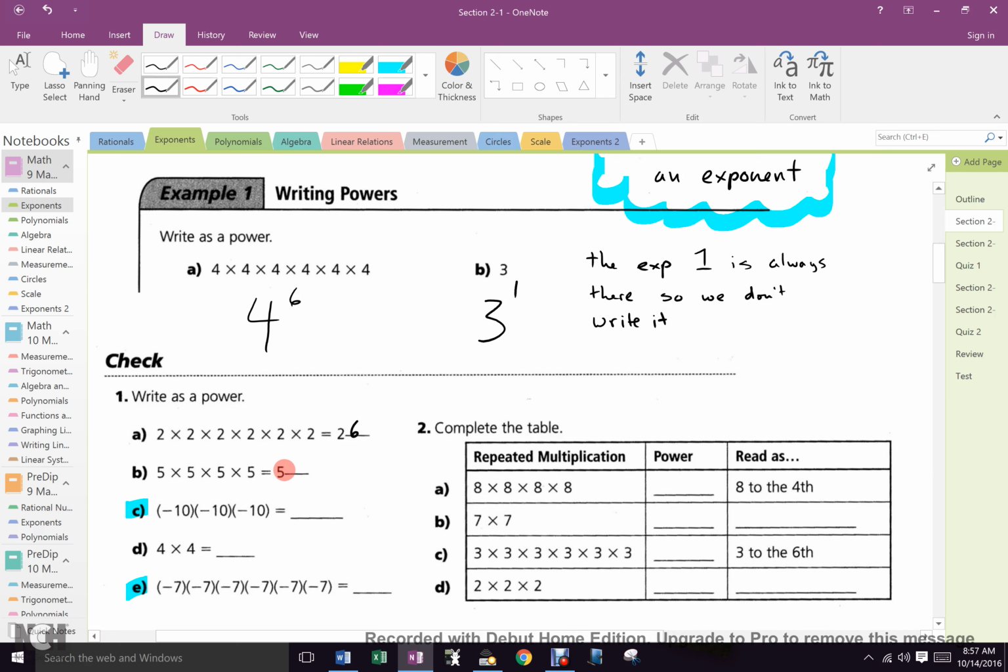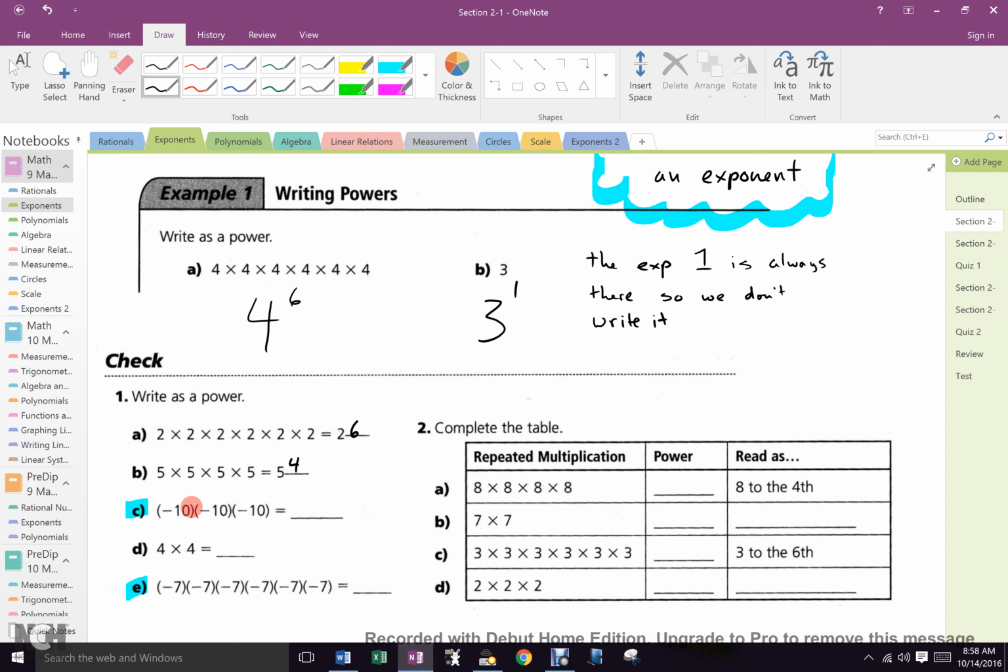So who would like to tell me what the exponent in B is? 4. Why is it 4, Austin? Because there's 4 5s. Good job. Now C is the first tricky one. What's the answer? What makes C weird? The negative. Now you guys are smart kids. What do brackets do in math class? No. Kyle.